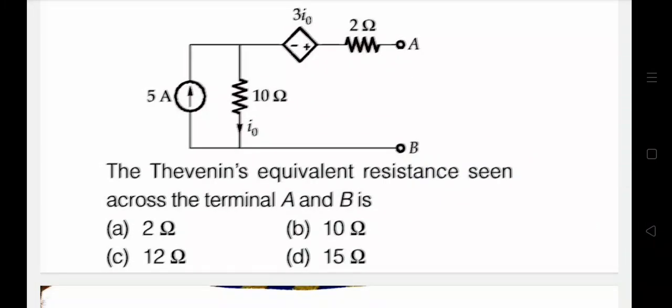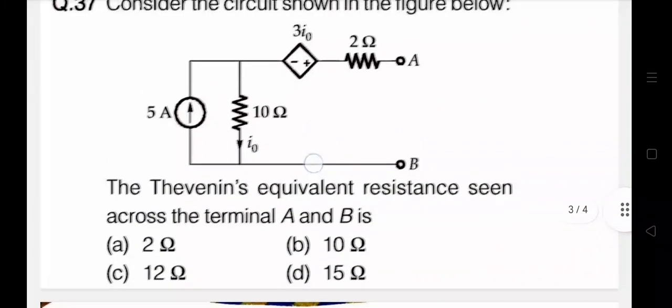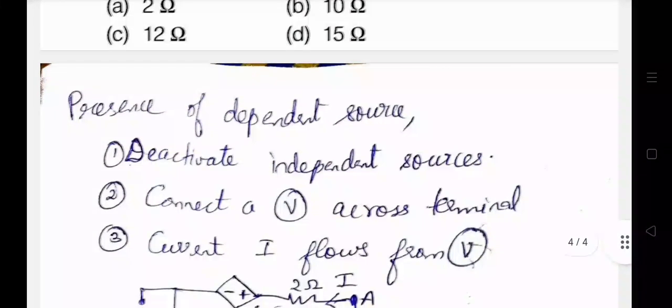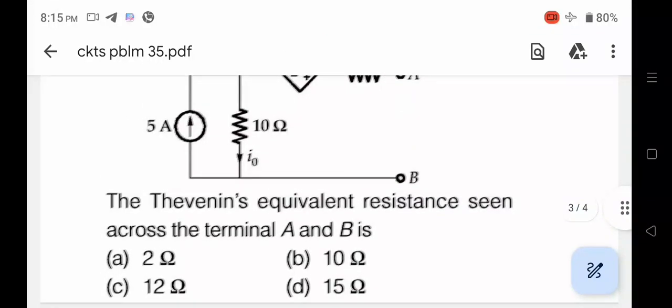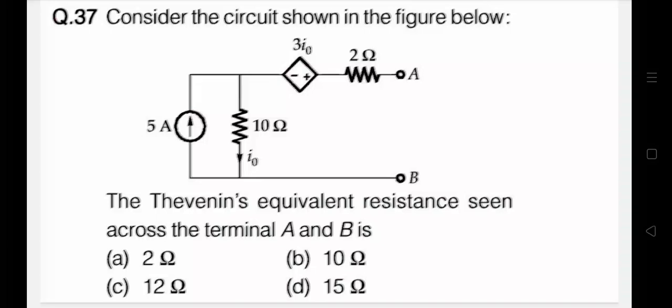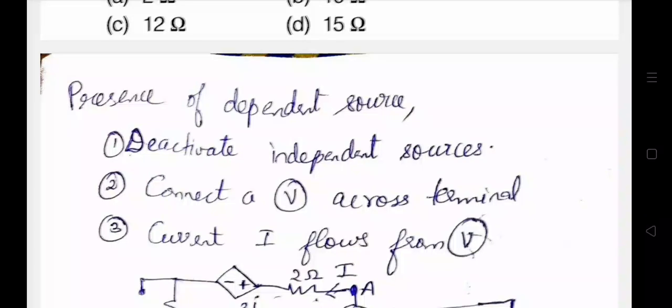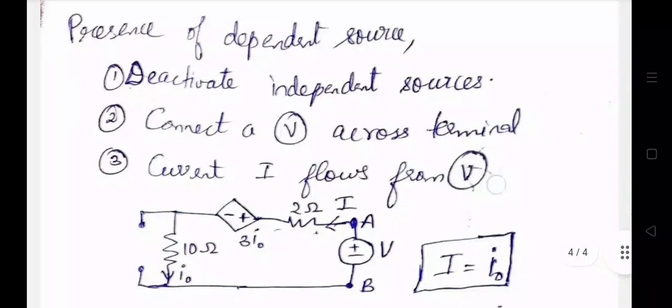When dependent sources come in a question, for solving such a question, first we have to deactivate all the independent sources. Here the independent source is the 5 ampere current source. So deactivate that current source into an open circuit, and then we have to connect a voltage source across the terminals A and B, and assume a current is flowing from this voltage source. These are the 3 steps we have to do in such questions: deactivate independent sources, connect a voltage source across the terminals, and current I flows from this voltage source.